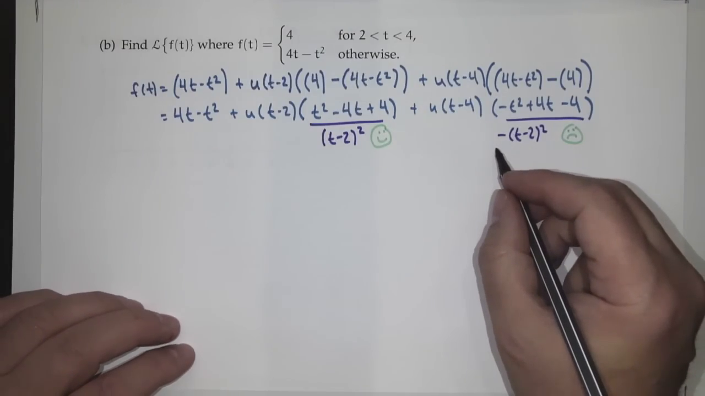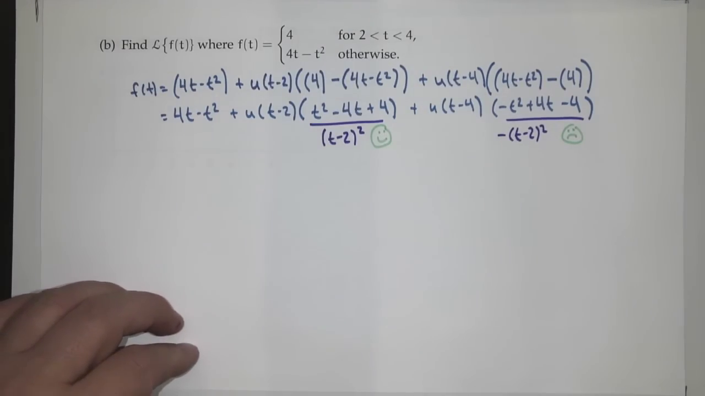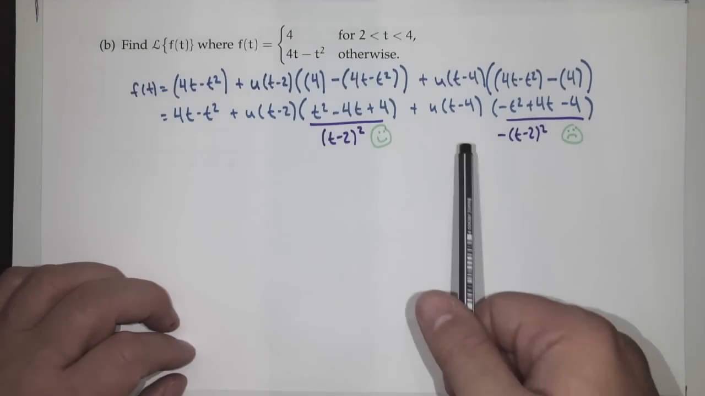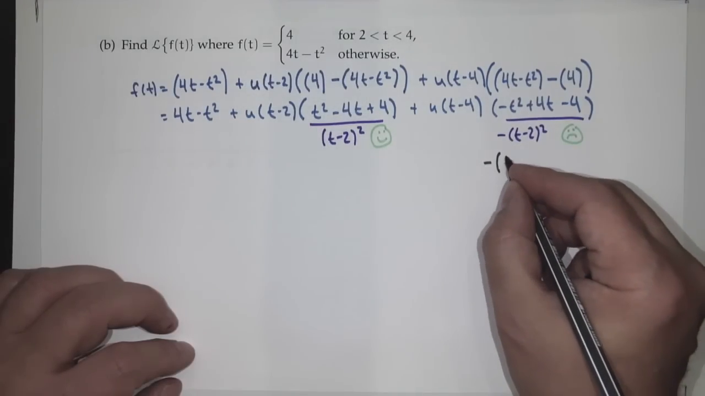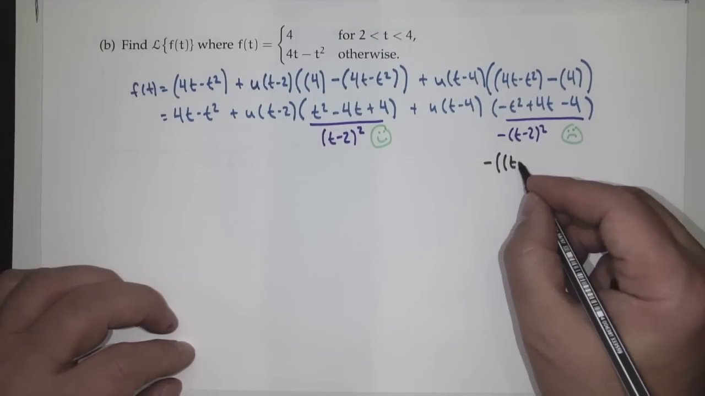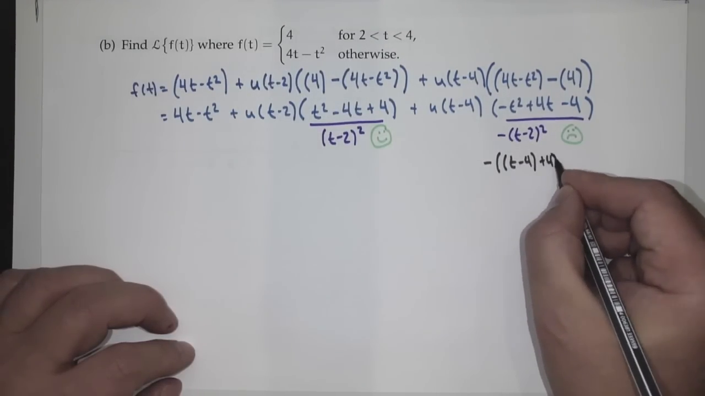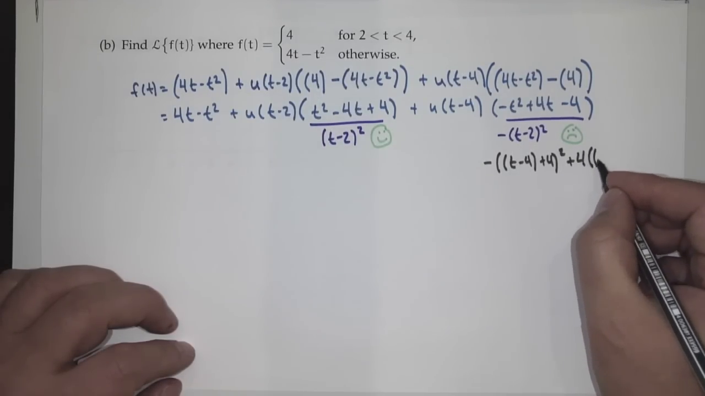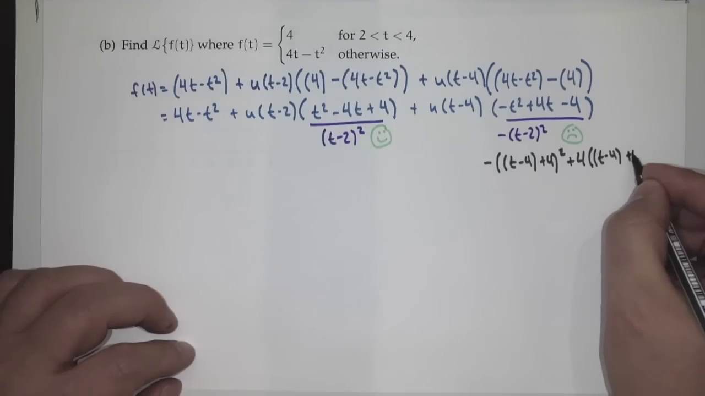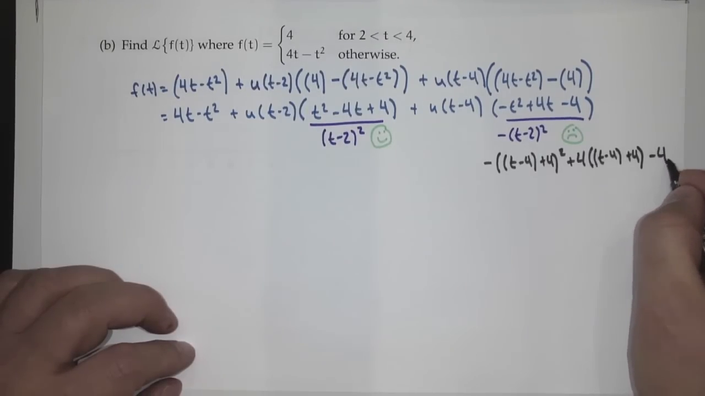Well, we do our same trick, right? I need to make it look like t minus 4, so I'm just going to go through each piece. Say, look, this t squared is really t minus 4 plus 4 squared. This 4t becomes really 4 times t minus 4 plus 4. And then I have a minus 4.